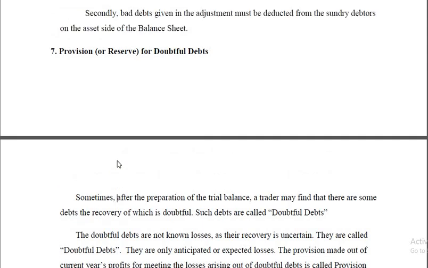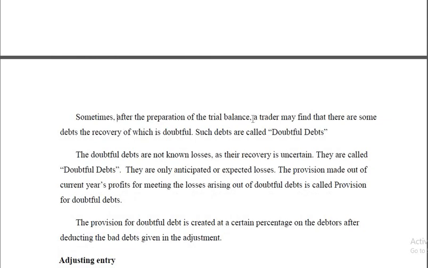See, on the date of balance sheet or preparing final accounts, there might be some debtors. Of that, some debts are not very sure to be recovered, and therefore such debts are considered doubtful. After the preparation of trial balance, trader may find that there are some debts, recovery of which is doubtful. You are not very sure that they are going to be received or recovered. Such debts are called doubtful debts.